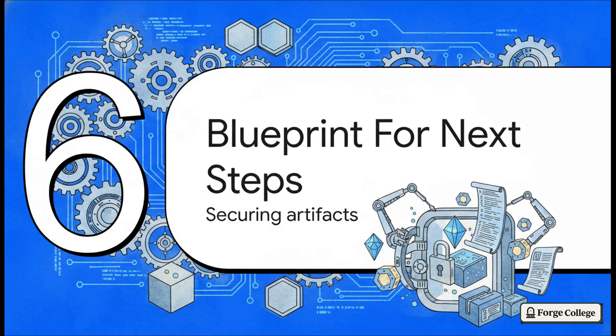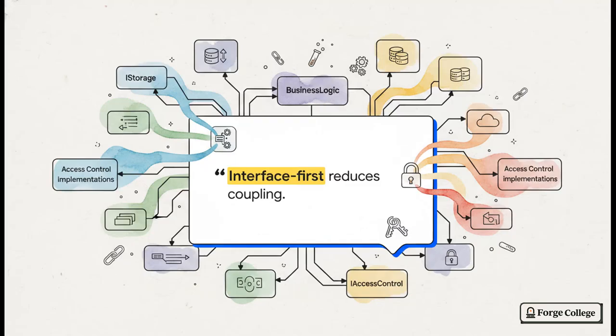You got this. Section 6, Blueprint for Next Steps, Securing the Final Artifacts. Before we clean up the shop and prep for the next phase of our capstone project, I really want you to remember our golden rule. Interface first reduces coupling. By depending on iStorage and iAccessControl instead of the concrete implementations, you have preserved your absolute freedom. Think about it. You can swap out how storage works tomorrow and the business logic won't even blink. You can test your smart contracts in total, complete isolation. This is literally the secret to building massive, complex Web3 systems without them just collapsing under their own tangled weight.